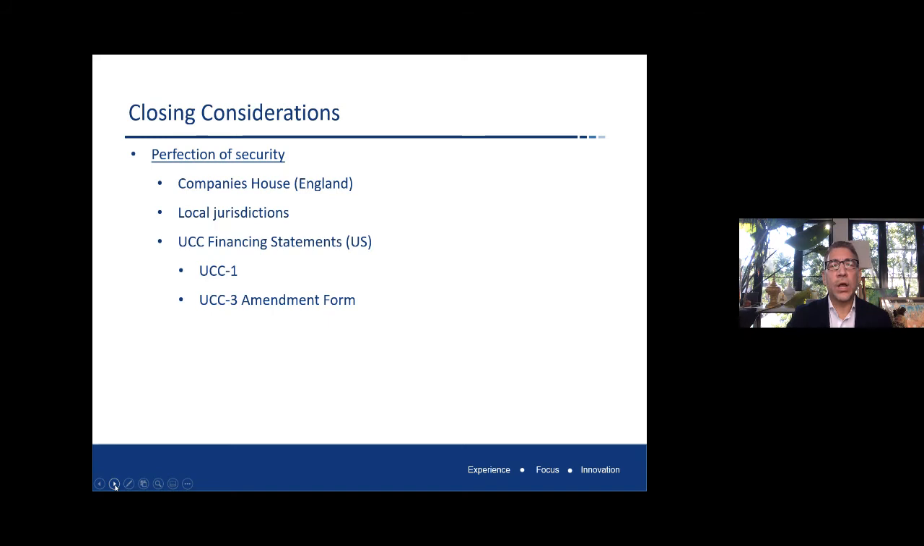Having pointed out a few of the drafting considerations when you are looking at a New York law document compared to an English law document, we also should point out that when you are closing your transaction, there are certain considerations to be made when you are completing your conditions precedent, because there are differences that you will find in New York practice from English law practice. The first I would like to address is the perfection of your security.